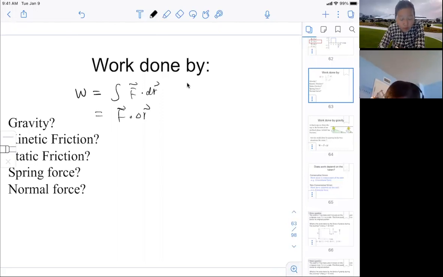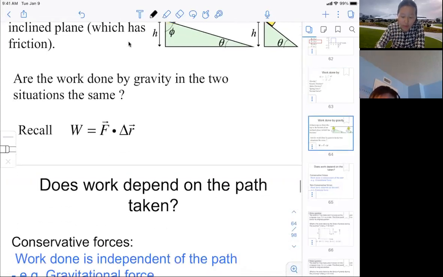So we will try to use this idea to look at all the work that can be done by different forces: gravity, kinetic friction, static friction, spring, and normal force. So this is what we're going to do today. And we're going to plug that into the energy equation to solve more conservation of energy problems. Start by work done by gravity.